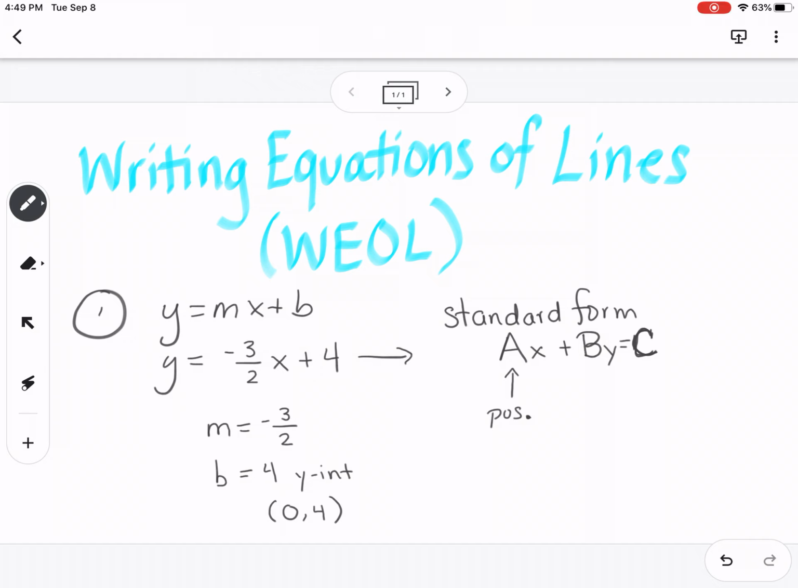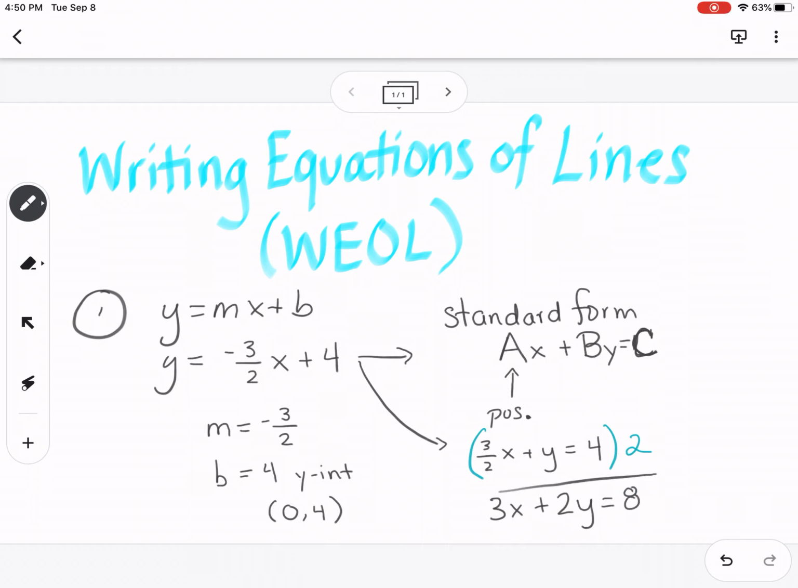So now we're going to rewrite this equation into standard form. The first thing I would do is move the x to the left-hand side. So I would have 3/2 x plus y equals 4. And then I have to look at my rules. I can't have any fractions and A must be positive. So I'm going to multiply this equation by 2 to get rid of the fraction. And that's my answer in standard form.